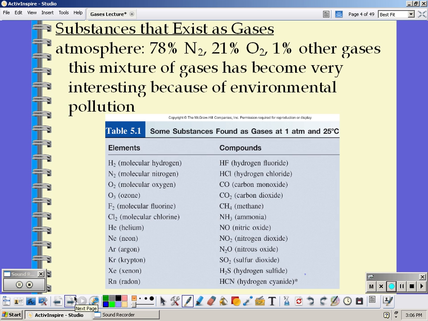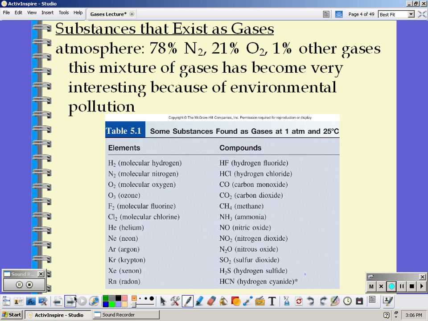Substances that exist as gases. You have the atmosphere, which is 78% nitrogen, 21% oxygen, and then 1% every other gas, including carbon dioxide. So really, our atmosphere is mostly nitrogen. It's a mixture of gases, and the atmosphere has become a very interesting topic of study because of environmental pollution and the different problems we're now seeing in our environment because of a change in our gases in the atmosphere.